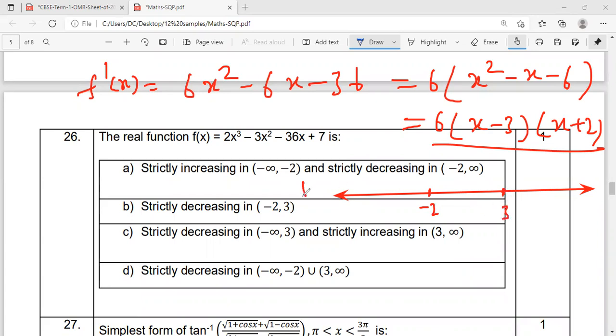And you want to determine the sign of f dash x if it is less than minus 2. For less than minus 2, consider minus 3. So this thing becomes negative, this thing becomes negative. Negative into negative is positive. Very easy to figure out.